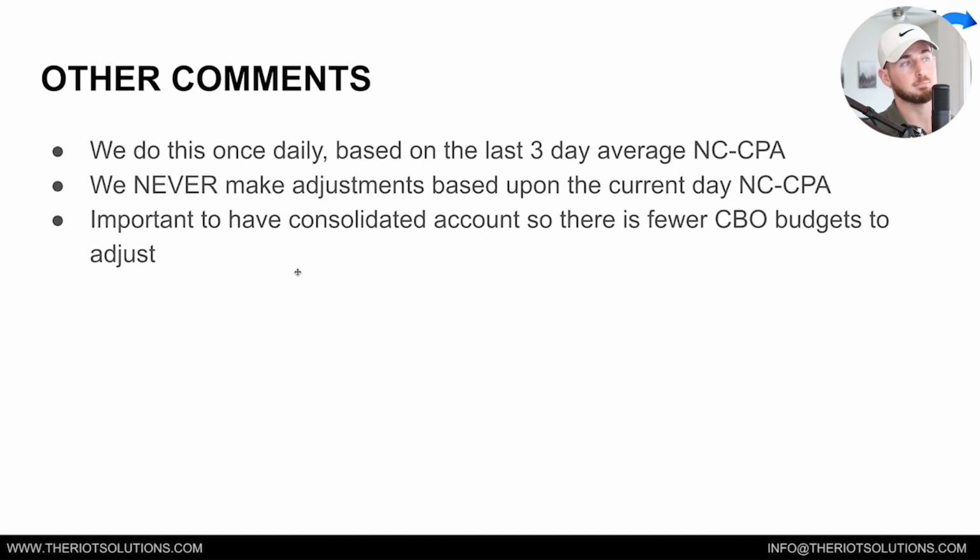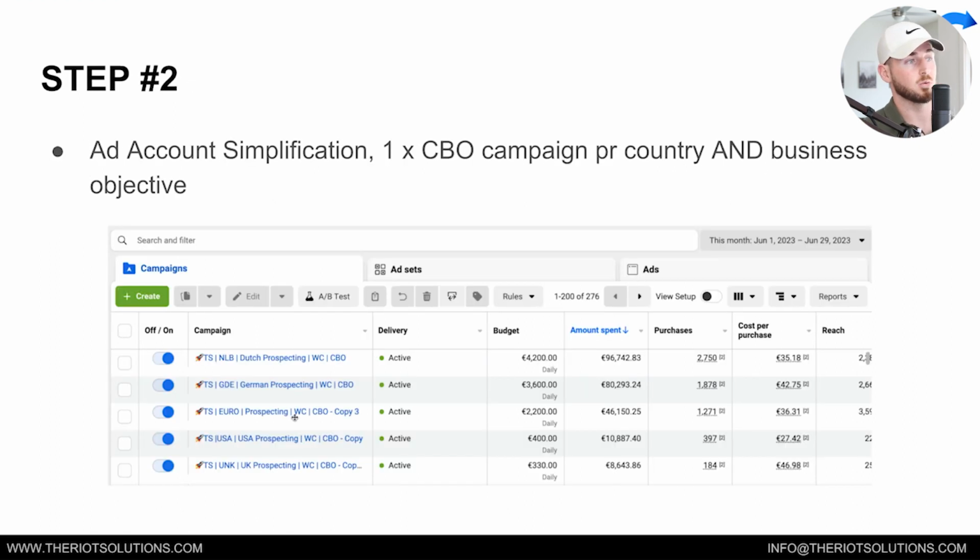The next thing is, it's important to have consolidated ad accounts so there are fewer CBO budgets to adjust. For this account right here, we have a CBO for each country because we have a Shopify for each country. Same store, same products, just for each country. So it's easy for me to come in and then boom. But because we're in these different countries, there's no point in consolidating CBOs, because each country has its own types of creatives, copies, cultural values, conversion rates and so on. So for us in this case, it's no big deal.